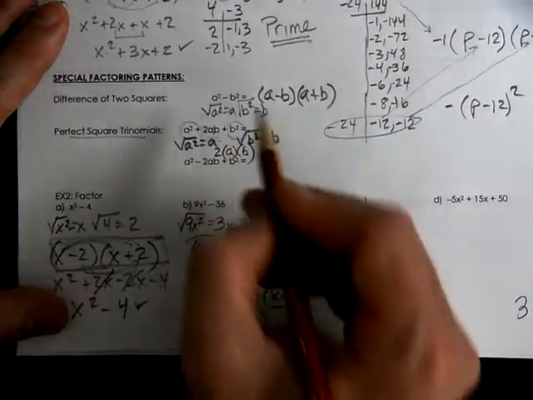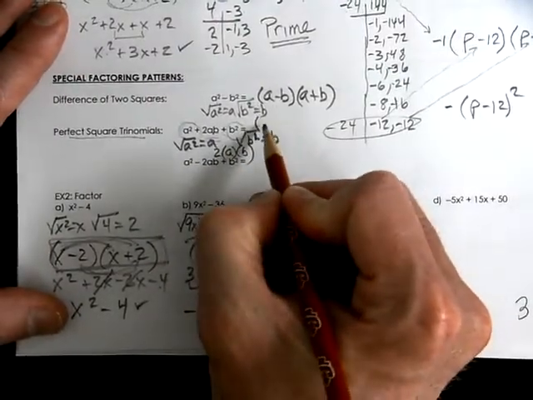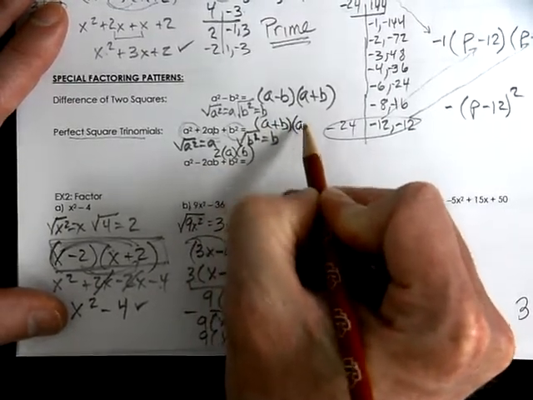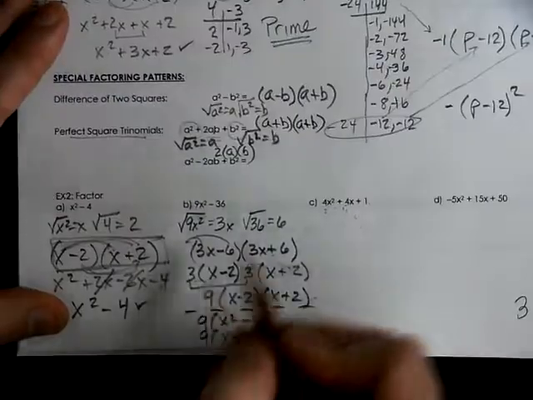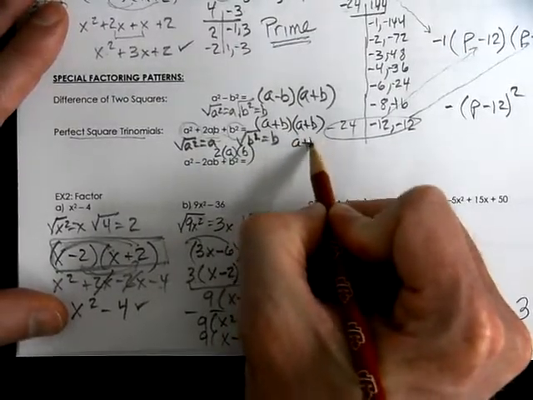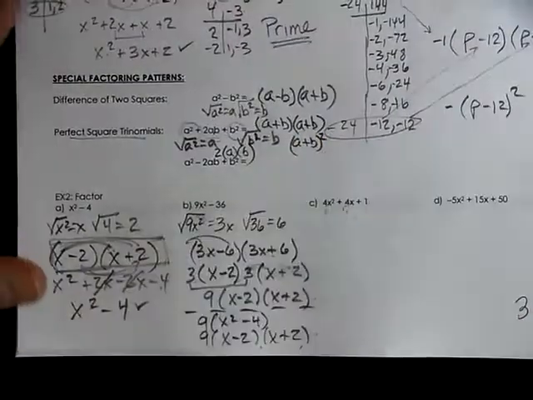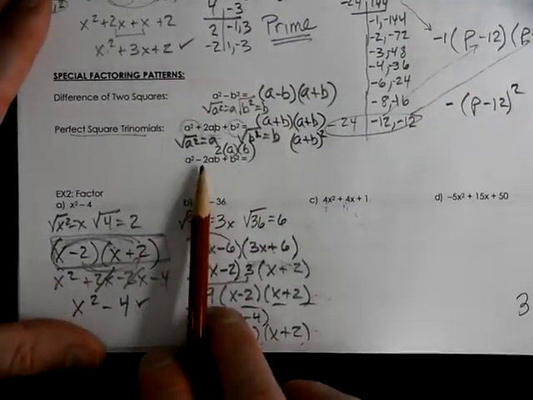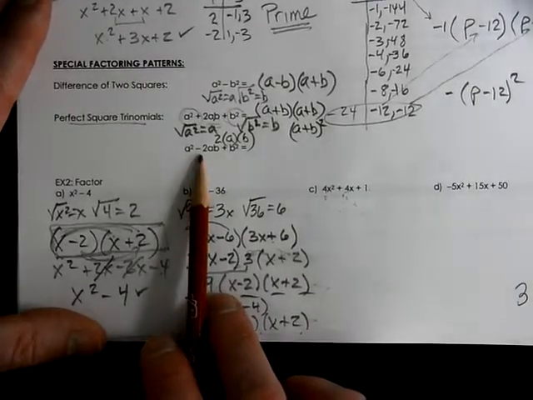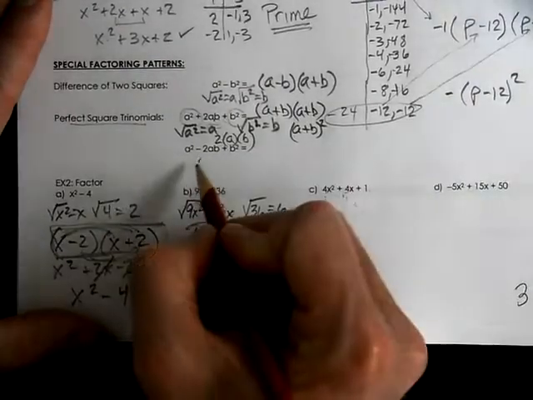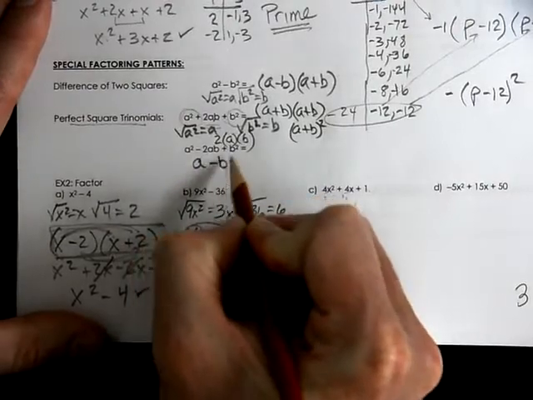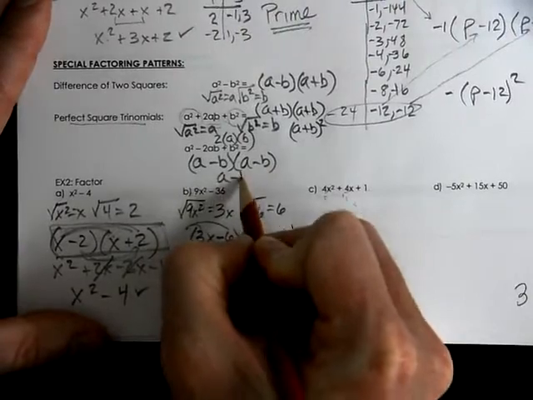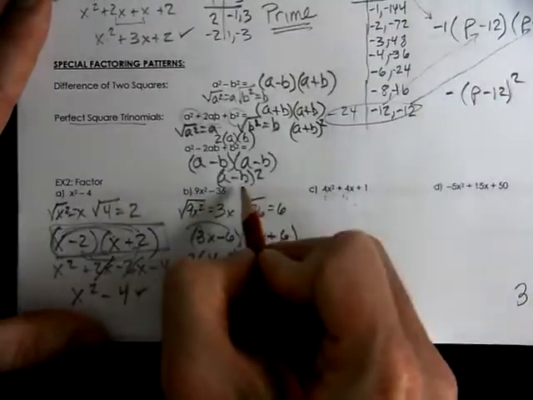2ab. Yes, it is. So your answer, your factored form to this, is a plus b, a plus b. And we will typically call that a plus b squared. And the same thing stands for if it's a minus in front of your middle term. This would become a minus b, with an a minus b squared as your shortcut.